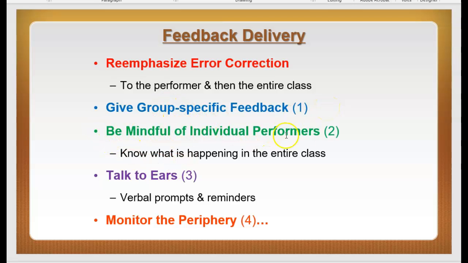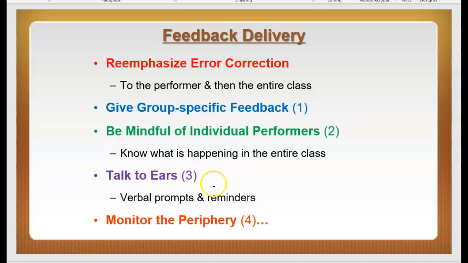Another important thing in feedback delivery is be mindful, or be understanding, and be observing individual performers. Know what's happening in the entire class, but be specific with your individual performers when you're teaching. All right? That means sometimes giving too much individual feedback diminishes what's going on with the other students. Make sure you see everybody. Look off in the peripheral and be attentive to what's going on with everybody else.